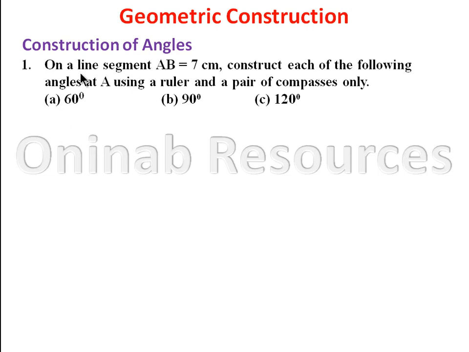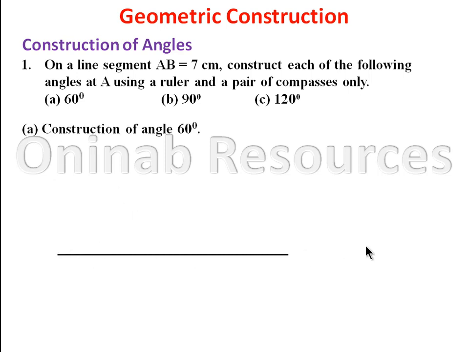Our first problem: on a line segment AB equals 7 centimeters, construct each of the following angles at A using a ruler and a pair of compasses only. Starting with A, we draw a horizontal line, locate a point A, place your ruler, and mark 7 centimeters there. And that is point B.